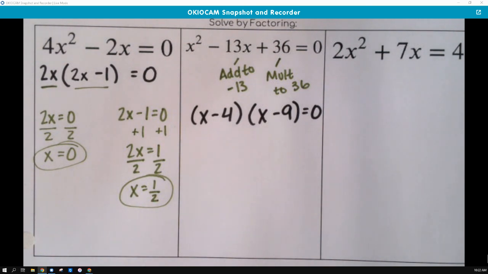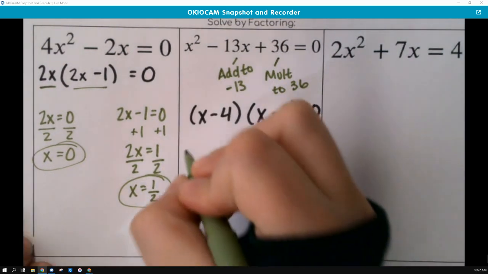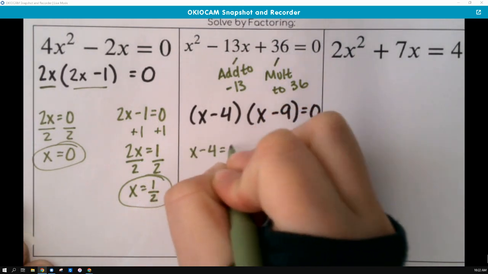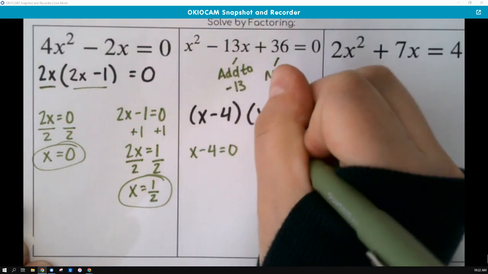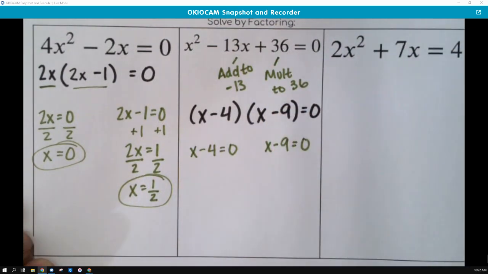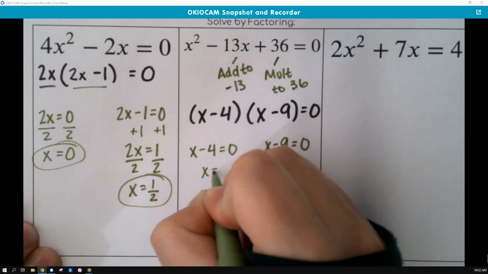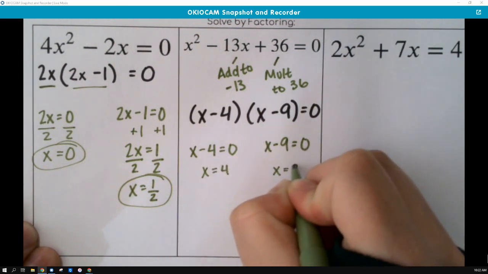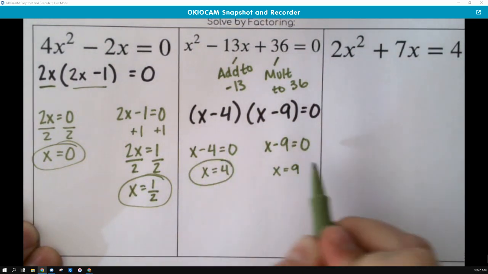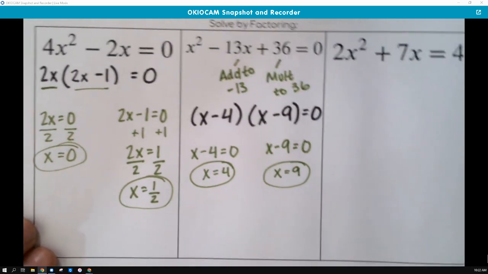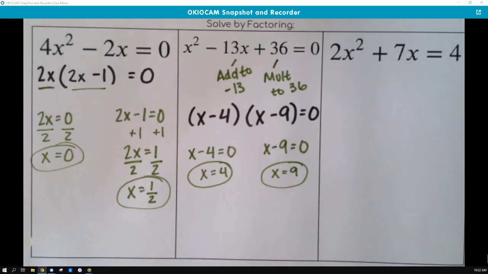Then we just set each of those equal to 0. So x minus 4 equals 0, and x minus 9 equals 0. So x equals 4 or x equals 9. Okay, questions on those first two?